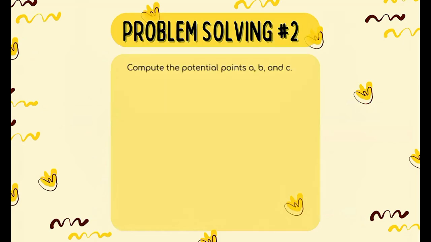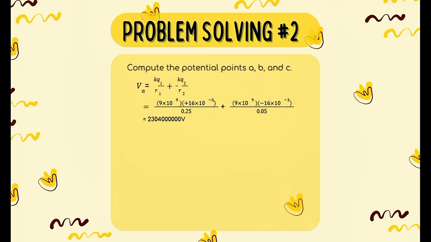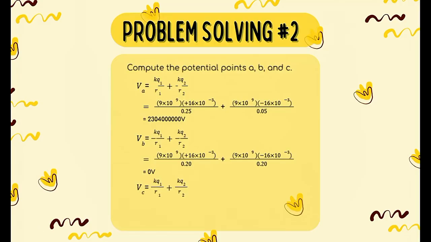Compute the potential at points A, B, and C. Using Coulomb's constant K equals 9 times 10 raised to 9 newton meter squared over coulomb squared, the electric potential at a point is calculated by the formula V equals K multiplied by first charge over R1 plus second charge over R2. At point A, the distances to the charges are 25 centimeters and 5 centimeters. After substituting into the formula, the potential at A is found to be approximately negative 2.304 billion volts. At point B, which is equidistant from both charges, the potentials due to each cancel out, giving a net potential of 0 volts. For point C, using respective distances of 14 centimeters and 6 centimeters, the potential comes out to be approximately negative 1.372 billion volts.